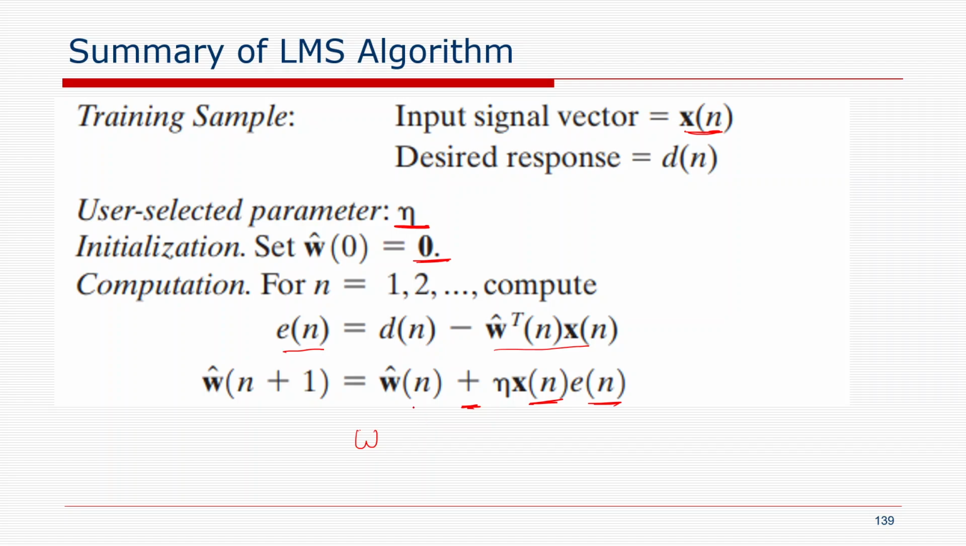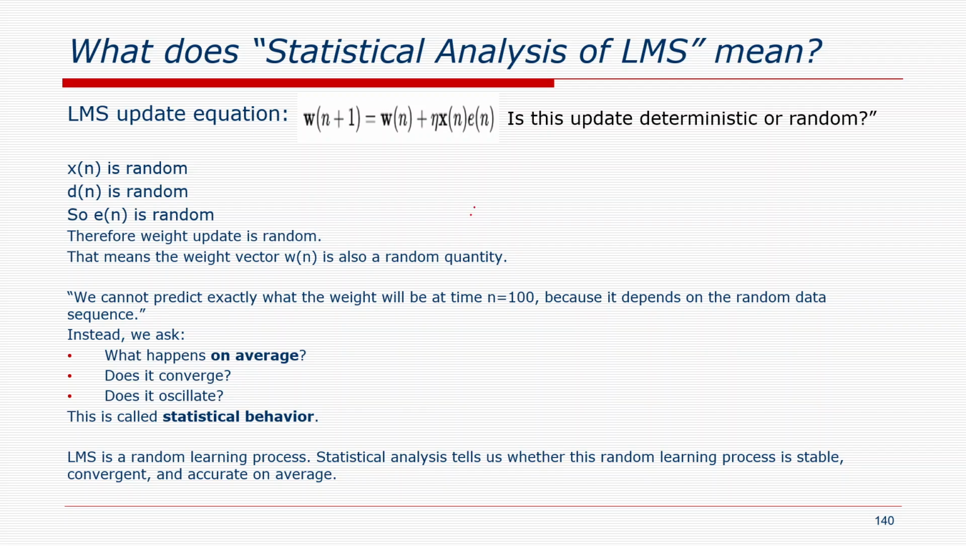That is the question. For that, we have to do the statistical analysis of the LMS. The statistical analysis tells us whether the random learning process is stable, convergent, accurate, and on average behaves well. The question is whether it will converge finally.